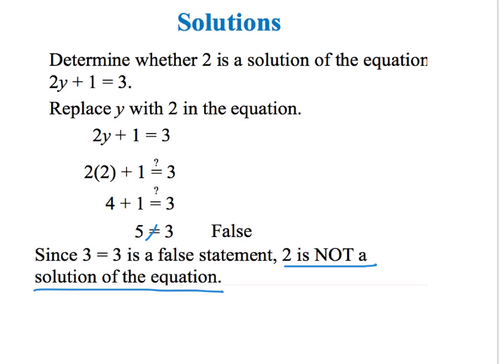Now, you may have already realized that the solution to this equation is actually y equals 1. Y equals 1 would be the true solution, because when I plug 1 in for y up here, 2 times 1 is 2, plus 1 is 3. So y equals 1 is actually the solution.